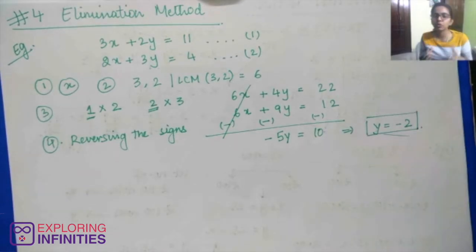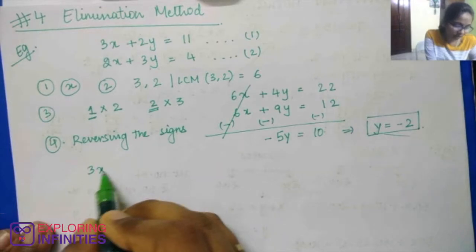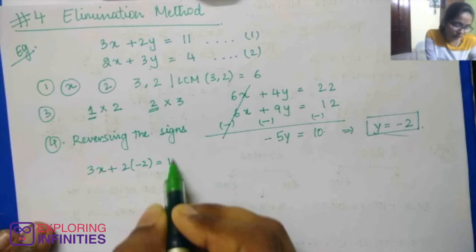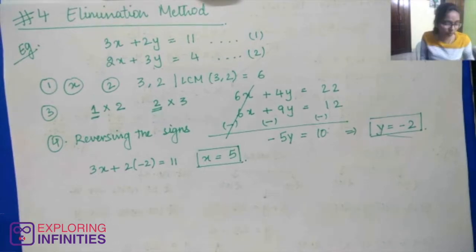So now it's simple. Whenever you know the value for one of the variables x or y, just put that answer into your original equation. So I'm just putting it back into my first equation. I get 3x plus 2 multiplied by minus 2 is equal to 11, which gives me x is equal to 5 in the end. So see, I now have the answer for both x and y using a fresh method, a new method known as the elimination method.